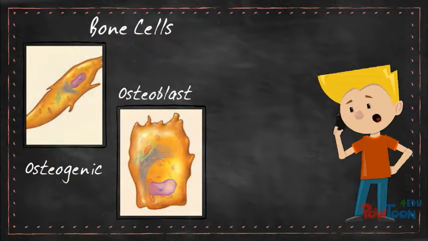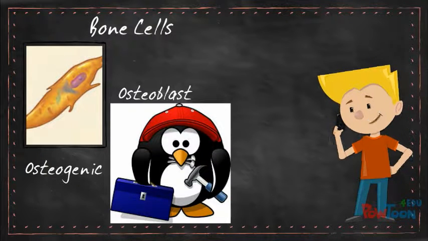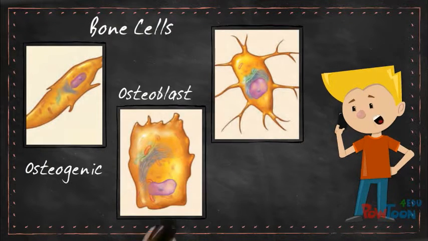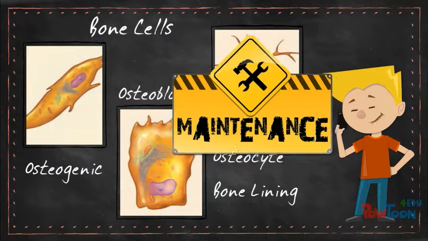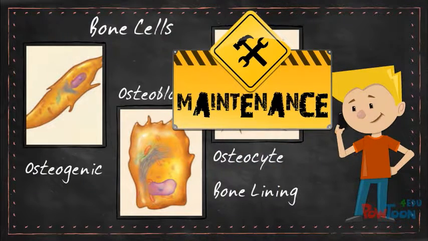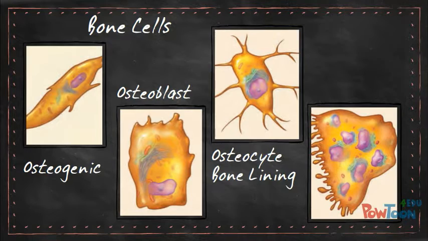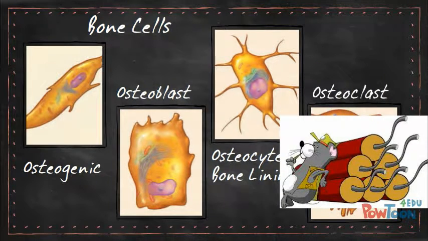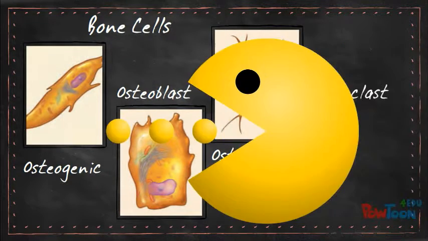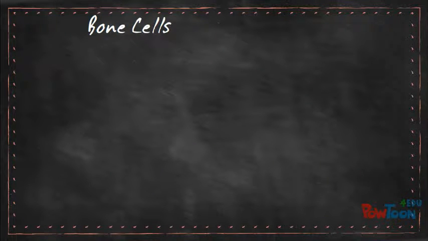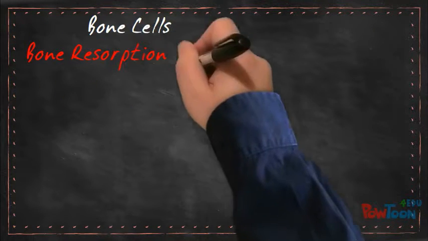Osteoblasts, these are the bone builders, making collagen and bone salts. Osteocytes and bone lining cells are the maintenance workers, maintaining the bone matrix. And osteoclasts are the demolition guys, who come in, break down, and pac-man the bone tissue that is not needed or damaged in a process known as bone resorption.